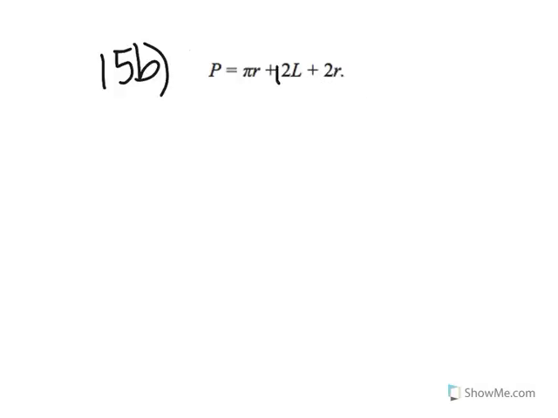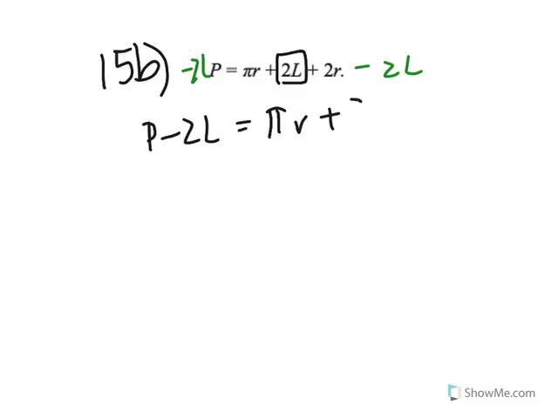So first of all, we got to get rid of this L, which is screwing everything up. So what we're going to do is we're going to subtract 2L on both sides. So subtract 2L. And we're going to get P minus 2L is equal to pi R plus 2R. Now notice we have the R's on one side and the other things on the other side. So all we have to do is factorize out the R.